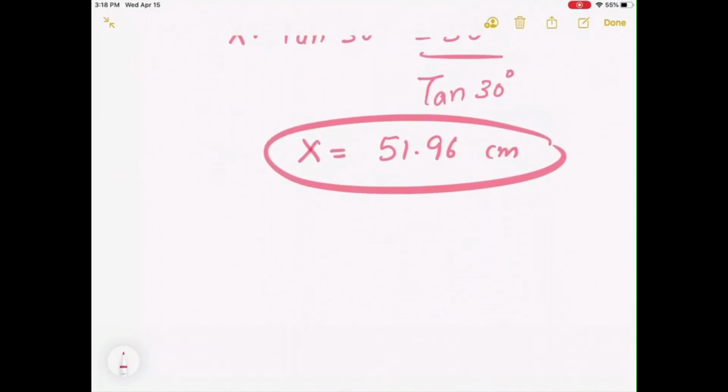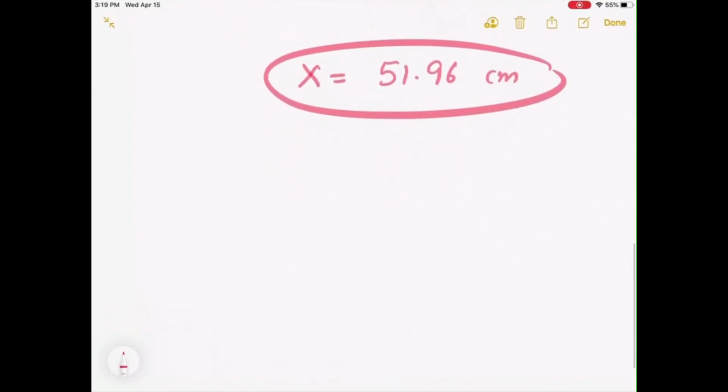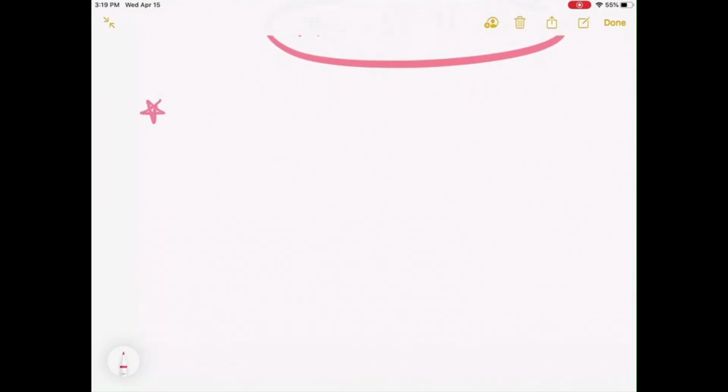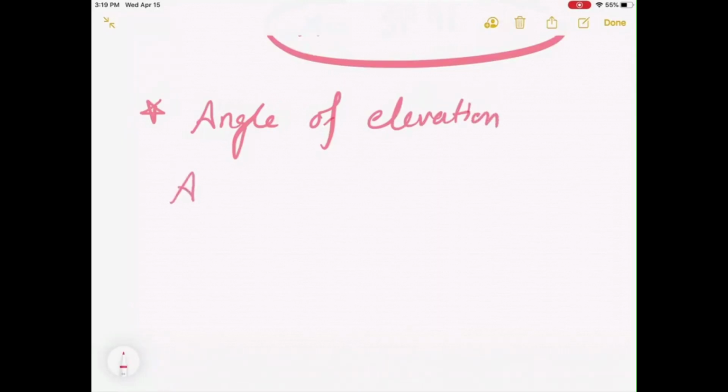So let's say I have a real life problem. In order to understand these real life application problems, there's something else you need to understand. We have 2 different terms. There's one that's called angle of elevation, and another one called angle of depression. So what are those 2 terms, or what are those 2 angles?